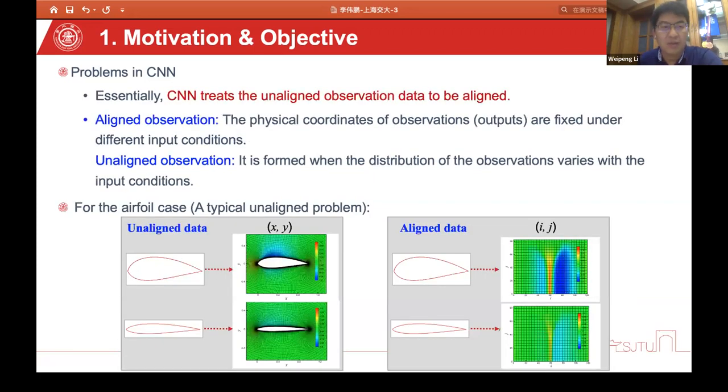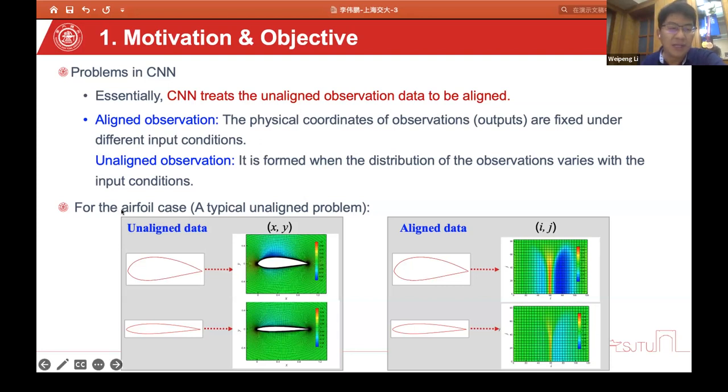And essentially, the problem is that CNN treats the unaligned observation data as aligned. And what is aligned and what is unaligned observation data? For the aligned observation data, the physical coordinates of the observation are fixed under different input conditions. That means the coordinates do not change with different initial conditions, different boundary conditions, or different other source terms. But for the unaligned observation, the observation locations vary with the input conditions.